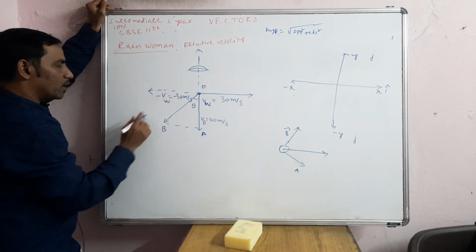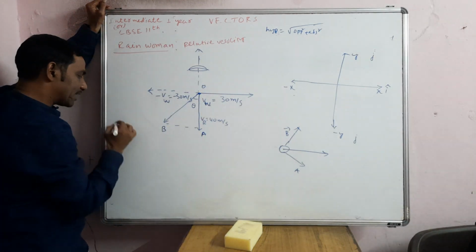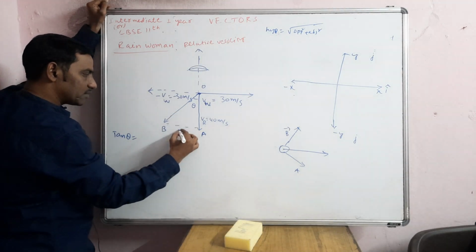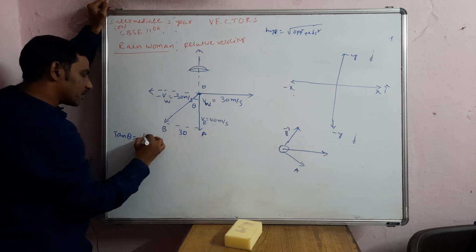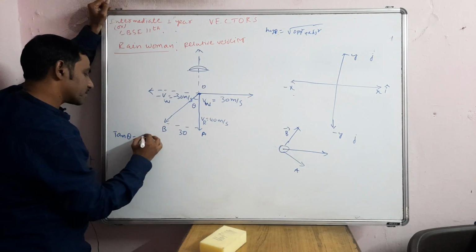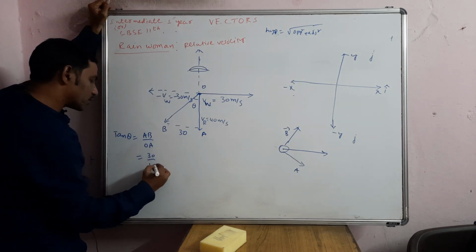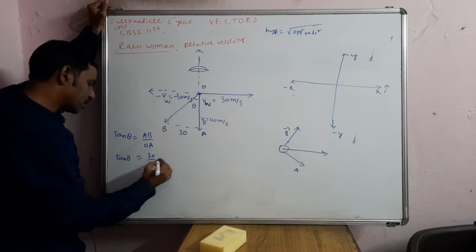Now what is the angle? For example, at what angle she should hold the umbrella. What is tan theta? Tan theta is nothing but opposite side by adjacent side. This 30 will come here, so 30 by 40. Opposite side is AB and adjacent side is OA, so AB by OA. AB is 30 and OA is 40. If you are getting 30 by 40, I think it is tan theta equals 3 by 4.